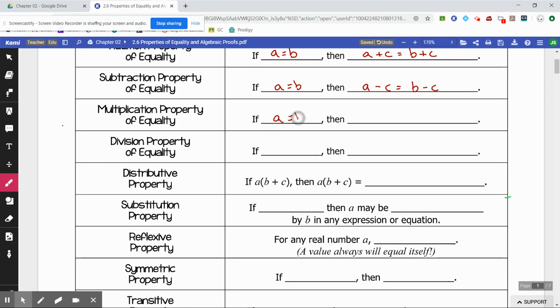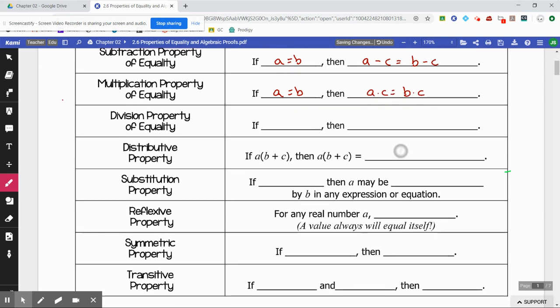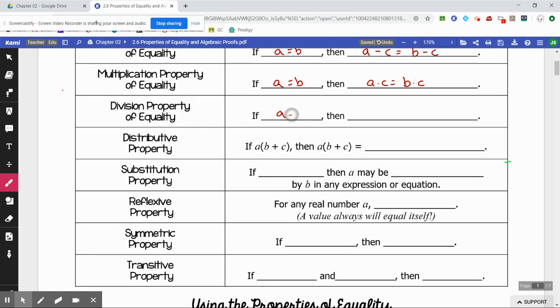The multiplication property of equality says if A is equal to B, then A times C is equal to B times C. I've multiplied both sides by the same amount. Division property, if A is equal to B, then A divided by C will equal B divided by C. They will stay equal as long as you do the same thing to both sides.